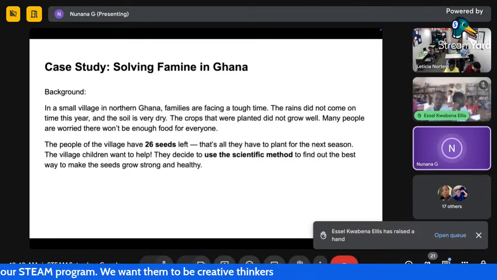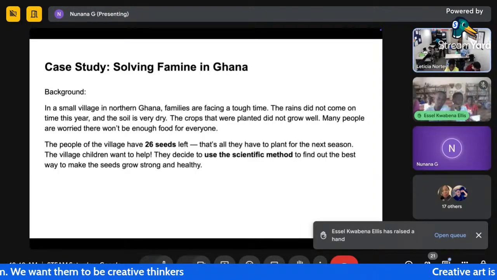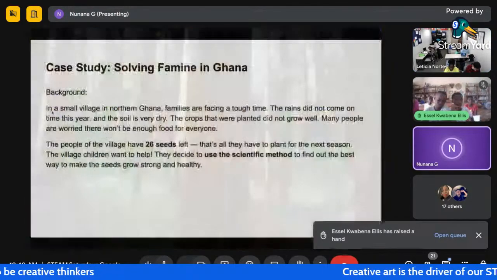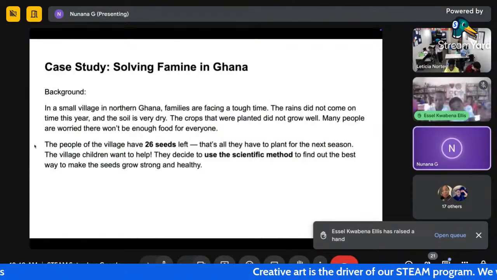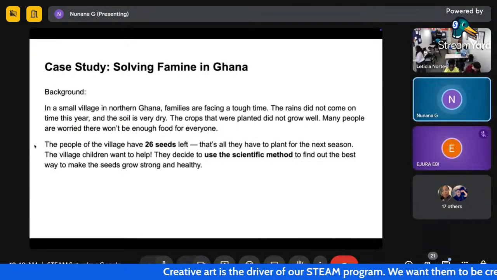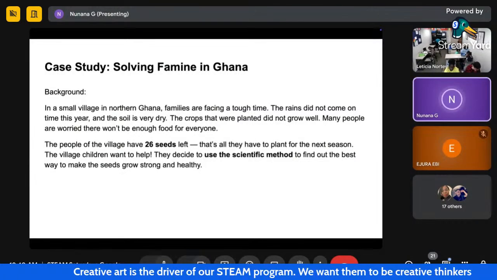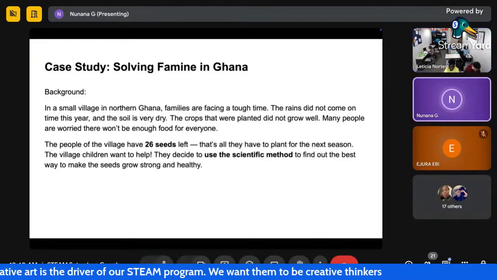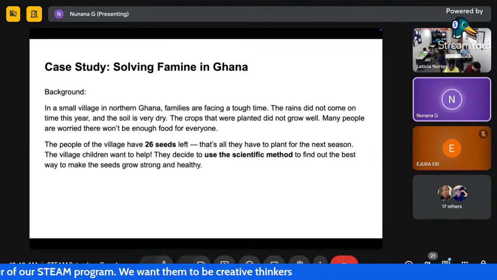So next is to ask, okay, if we grow the plant outside and inside, which one is going to grow the fastest? So the first step is to ask a question to solve the problem. Does that make sense?